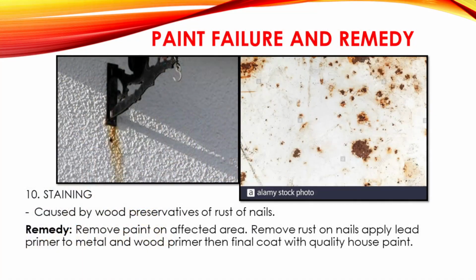The last type of paint failure is the staining, which is an effect of wood preservatives or rust of nails. There are 3 steps for the remedy of this failure. First is to remove the paint on the affected area. Third is to remove rust on nails, then apply lead primer to metal and wood primer. And then lastly is to apply a final coat with good quality house paint.